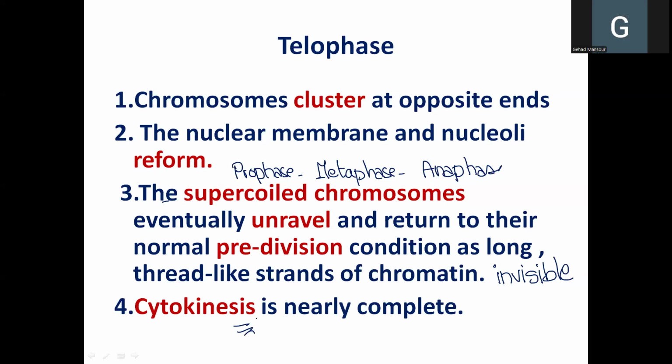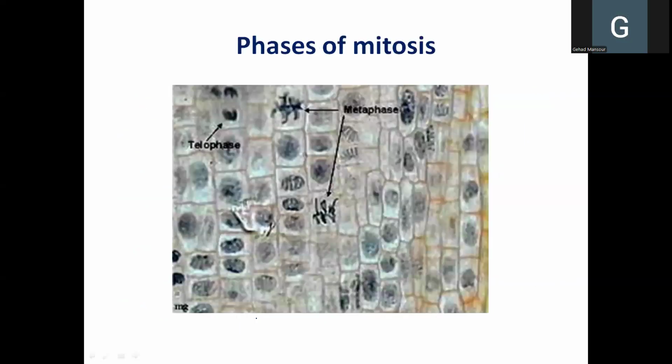Cytokinesis, as I said, is different in plants and in animals. In plants, there is a lamella that is formed between the two plant cells, but in case of the animal cells, we have a cleavage furrow.